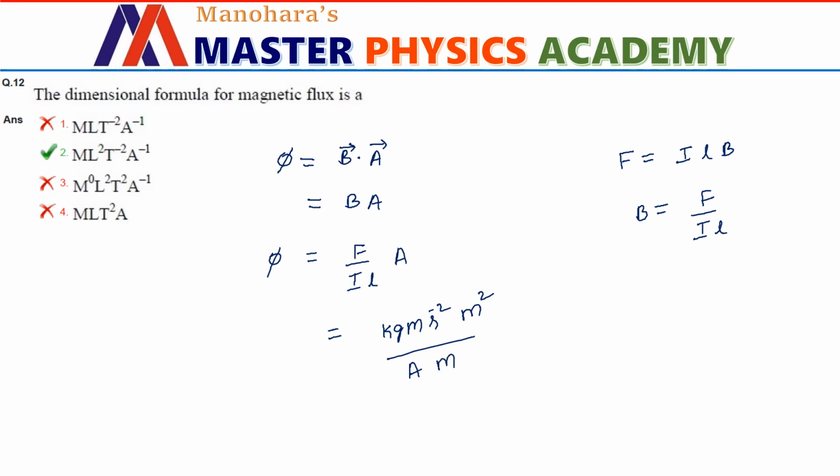So now simplifying this, we'll be getting kg power 1, that means mass dimension is 1 here, length dimension, that is meter squared, is going to be 2 here, time dimension is minus 2, and current dimension is minus 1, which is clearly depicted in option 2. Hence option 2 is the correct choice.